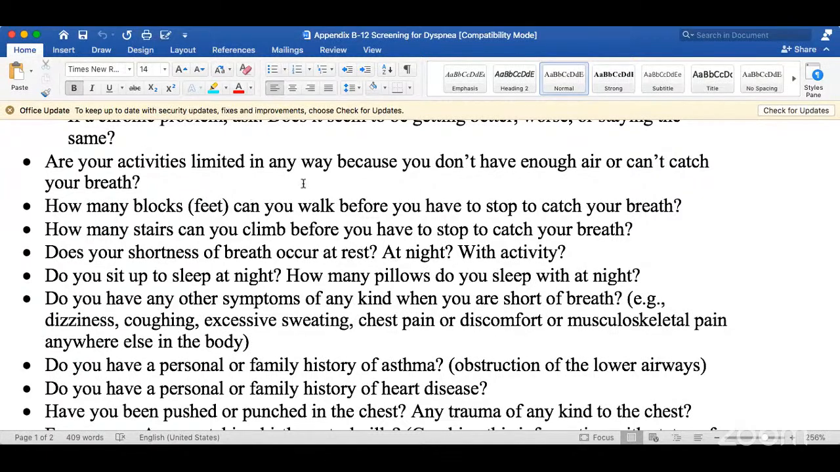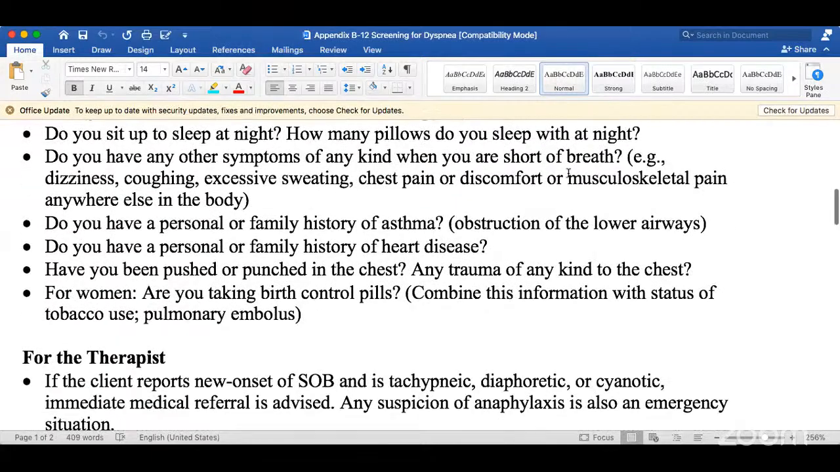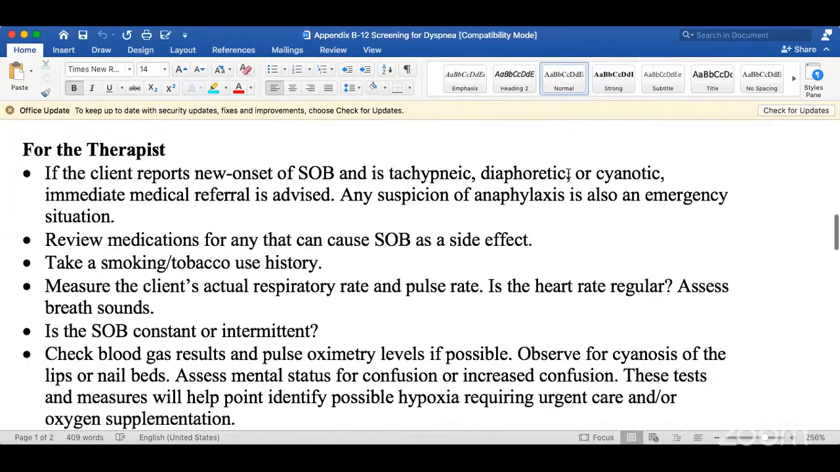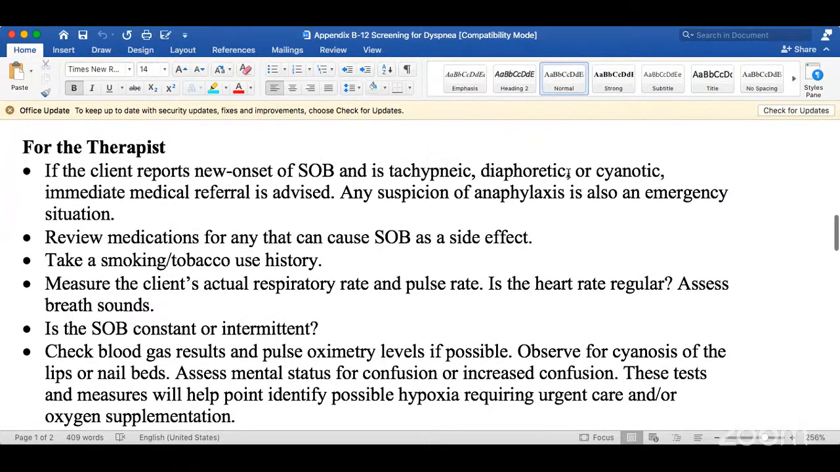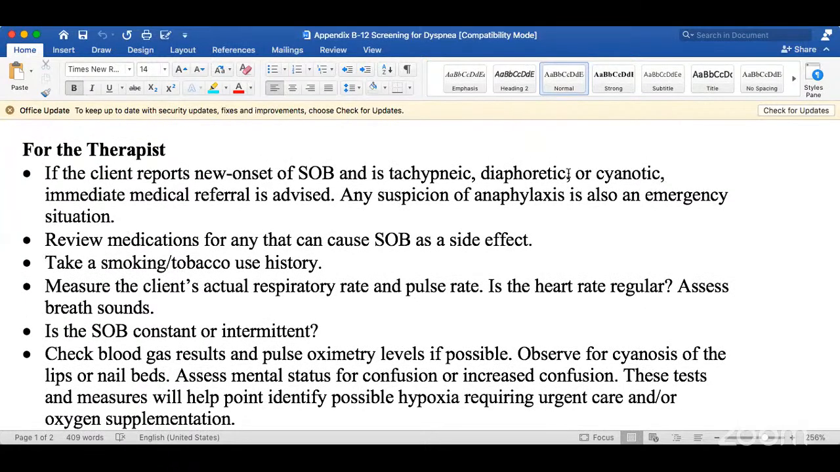Are your activities limited in any way because you don't have enough air or can't catch your breath? How many blocks can you walk before you have to stop to catch your breath? How many stairs can you climb? Does your shortness of breath occur at rest, at night, or with activity? So I won't go through the whole thing, but it's important. Here it's giving you something that will help you with evaluation, with reasoning.